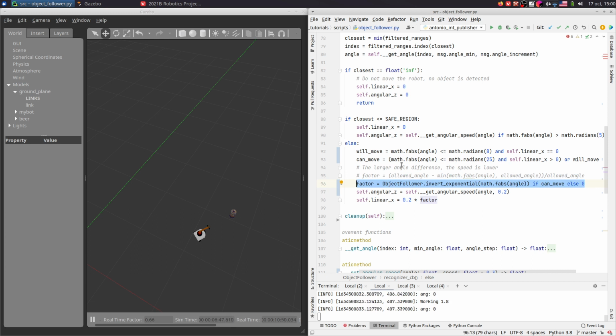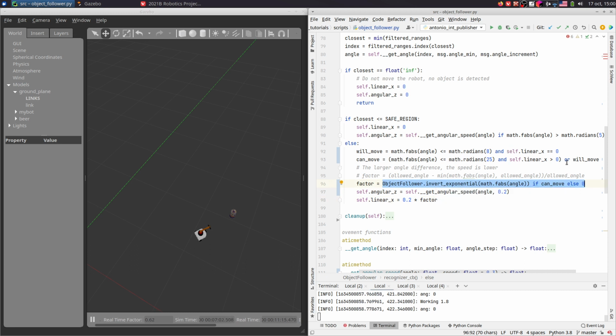Then what our algorithm will do is to get also the angular speed. As you can see here, the maximum angular speed is 0.2 radians per second, and the linear X will be a maximum of 0.2 meters per second. Related to the factor, we have something that I call inverse exponential.